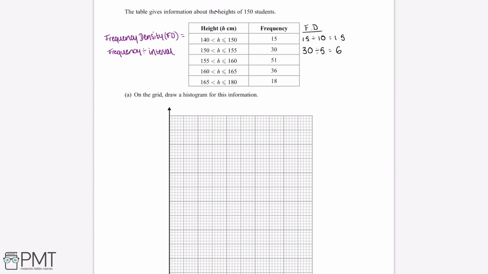And we can continue this for the rest of the table. So 51 divided by 5 gives us an answer of 10.2. 36 divided by 5 gives us an answer of 7.2. And then 18 divided by 15 gives us an answer of 1.2.